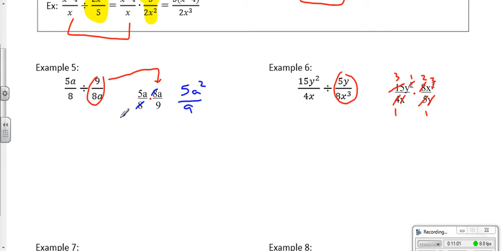So I would end up with 3y, or I'm going to write the x term first, sorry, 3x squared y. Denominator is all 1, so that's all I got. Again, if they ask for excluded values, I'd have to plug in a 0 for x and a 0 for y. That would cause it to be undefined, so I would say excluded values are 0.